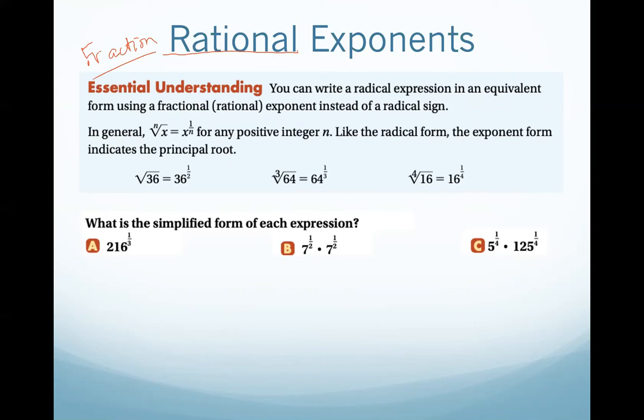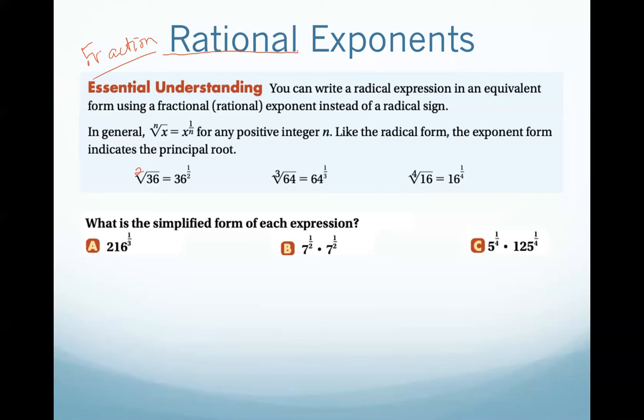So we can write a radical expression in an equivalent form using a fraction or rational exponent instead of a radical sign. In general, the index becomes the denominator of the exponent. Okay, so if I have a square root, the square root has an index of 2, that's being raised to the 1/2 power. If I have a cube root, the index is 3, so that's being raised to the 1/3 power. If I have a fourth root, the index is 4, that's being raised to the 1/4 power.